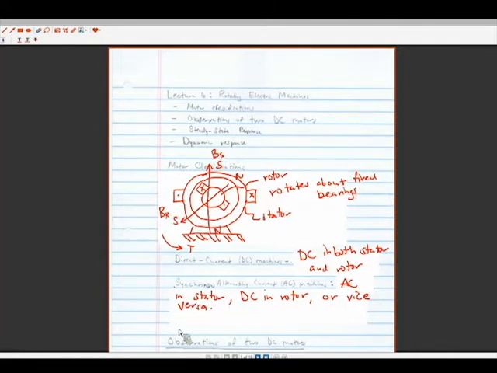And then the last one is going to be asynchronous induction machines. This is AC in both stator and rotor. Okay, and we'll get into what we mean by synchronous, asynchronous when we get to that section. For now, we're going to spend a decent amount of time talking purely about DC motors.